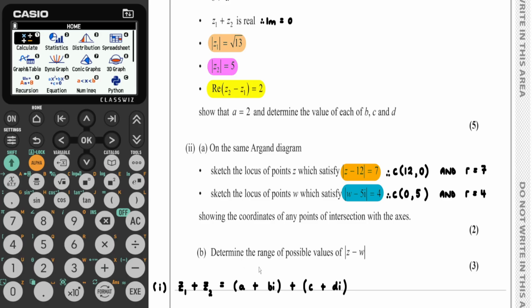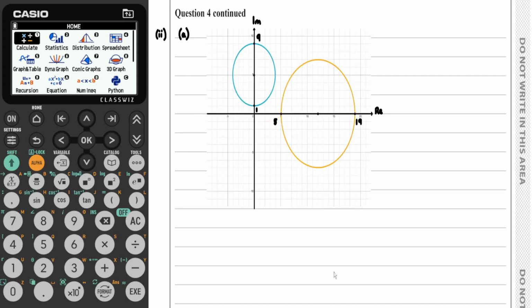Part B. Determine the range of possible values of the mod of Z subtract W. In this question it would help if we add on what we know. Well, to begin with, we've got this distance, which is the distance between the centres.